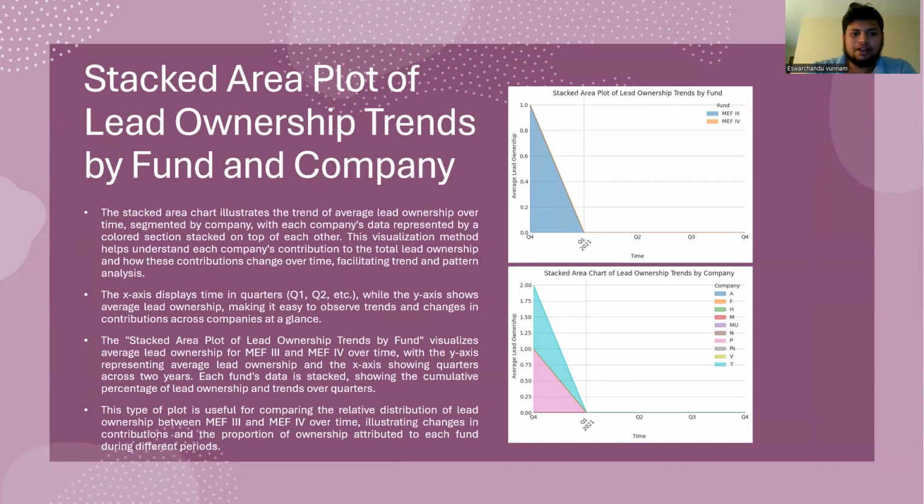The stacked area chart illustrates the trend of average lead ownership over time segmented by company, with each company's data represented by a color section stacked on top of each other. The x-axis displays time in quarters, Q1, Q2, etc., while the y-axis shows average lead ownership, making it easy to observe trends and changes in contribution across companies at a glance. This type of plot is useful for comparing the relative distribution of lead ownership between MEF3 and MEF4 over time, illustrating changes in contribution and the proportion of ownership attributed to each fund during different periods.